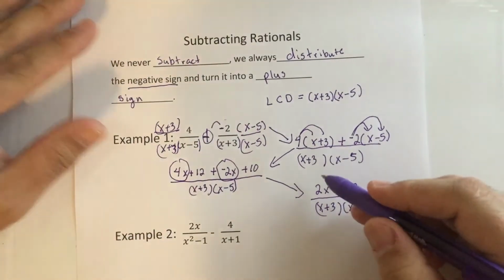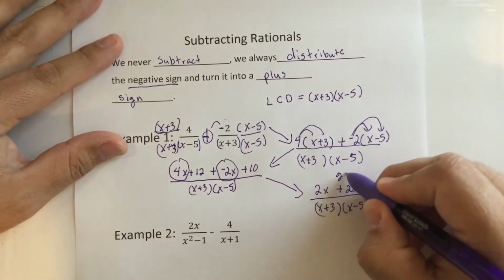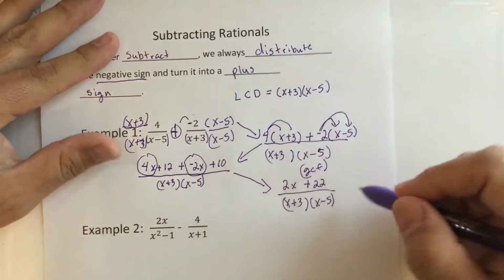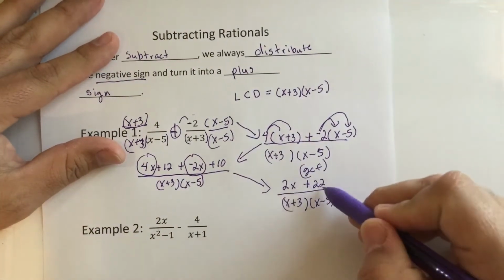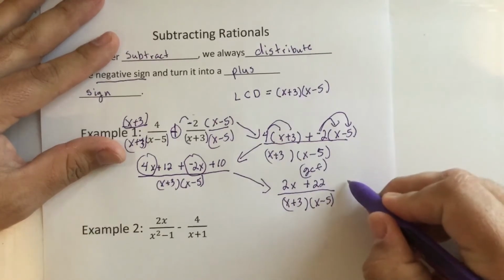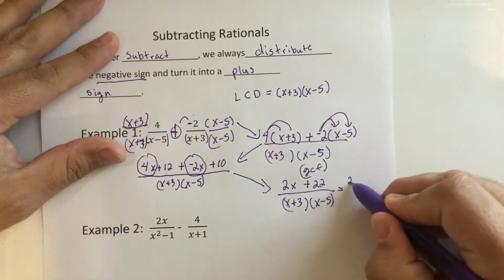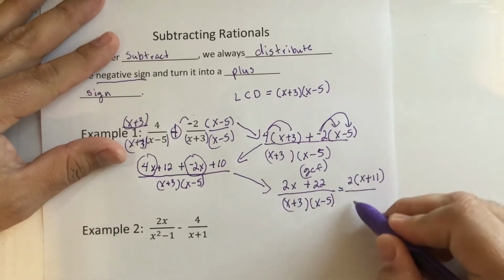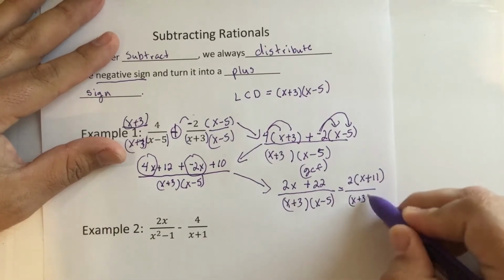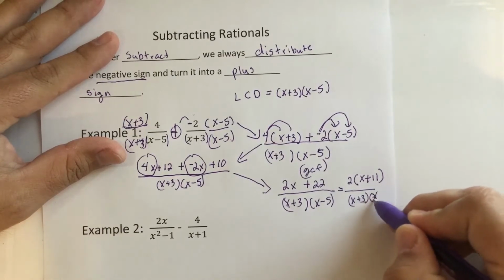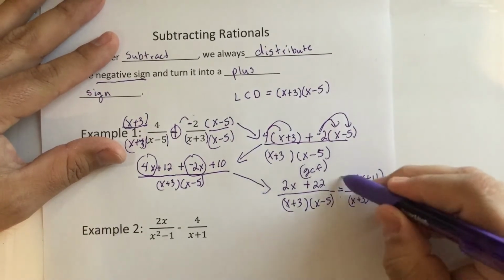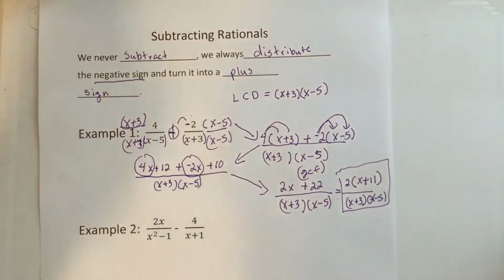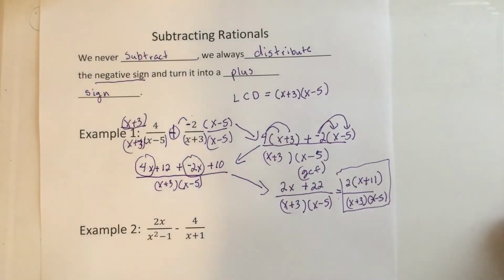Now, we could take a GCF off on the top to reduce this just a little bit more, but nothing's really going to cancel out. So if I take the GCF of 2x and 22, that's actually 2. So this would give me 2 times x plus 11 over x plus 3 times x minus 5. And that technically is your final answer. It's simplified completely. So that's how that looks. Okay, so that's the first example.